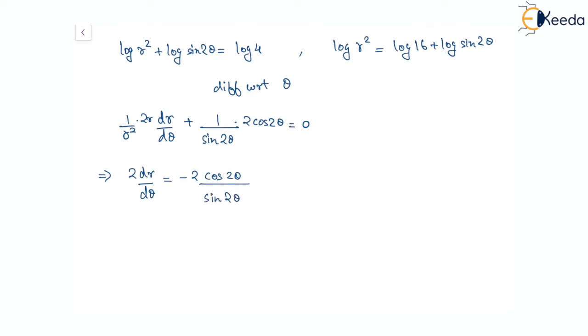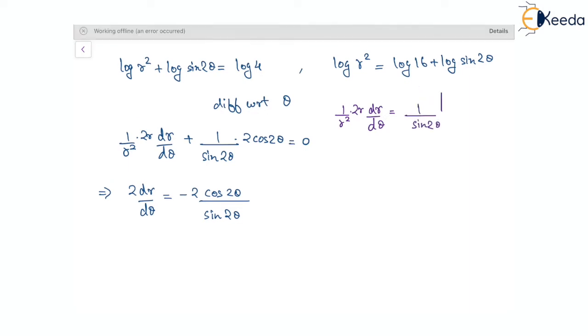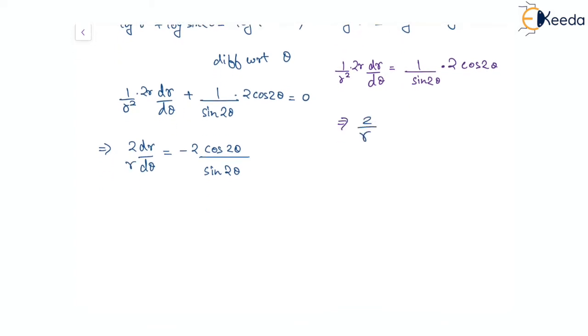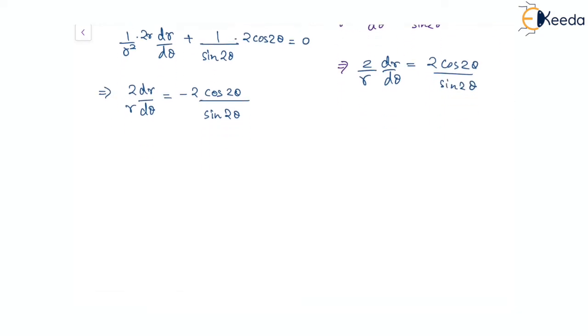Similarly, for the second one, 1 by r square times 2r dr by d theta, and log 16 is a constant, so its differentiation is 0. Log sine 2 theta will be 1 by sine 2 theta times 2 cos 2 theta. So that means we will have 2 by r dr by d theta equal to 2 cos 2 theta by sine 2 theta. So 2 can be taken off from both the sides.